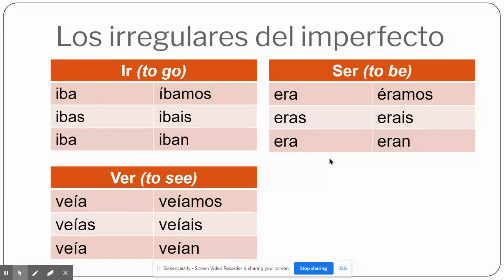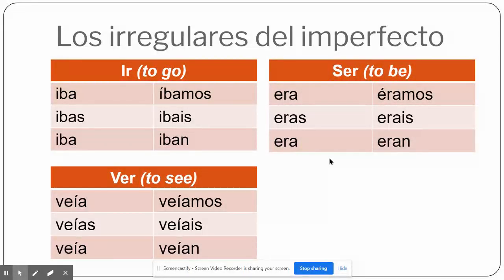So we're only memorizing here: ir. We have iba, ibas, iba, íbamos, ibais, iban. With ser, to be, we have era, eras, era, éramos, erais, eran. So if I said it was 12, remember we use ser for time, so I'd say eran las 12. And then ver, we have veía. There are accent marks over all the I's here in ver: veías, veía, veíamos, veíais, veían.